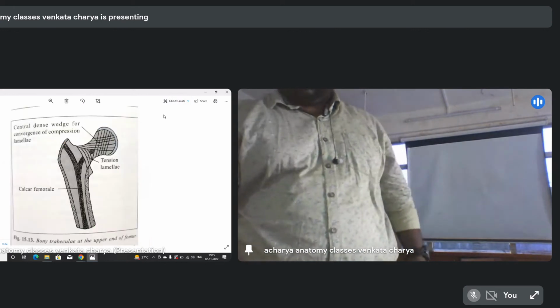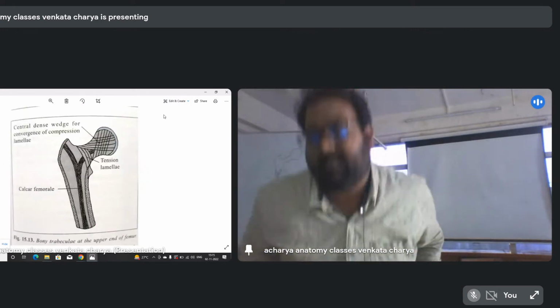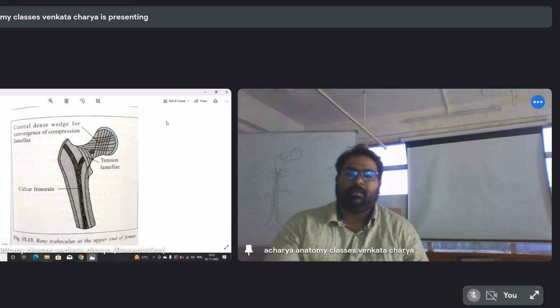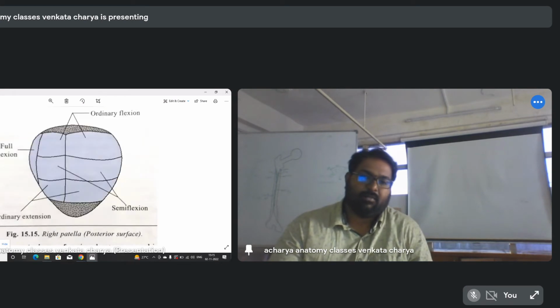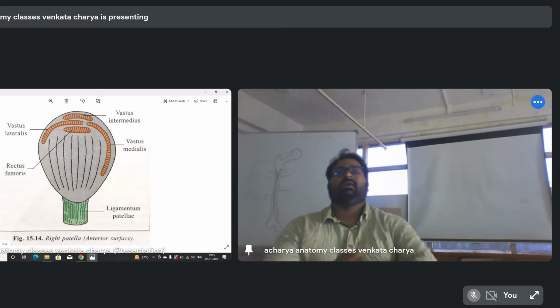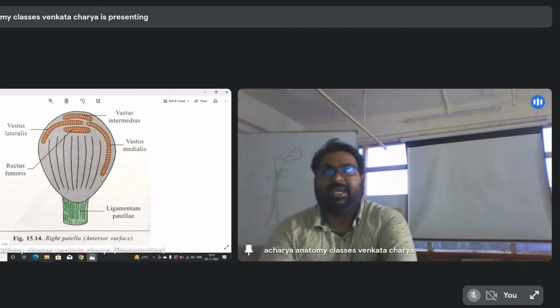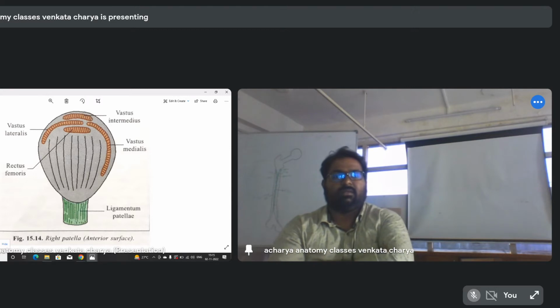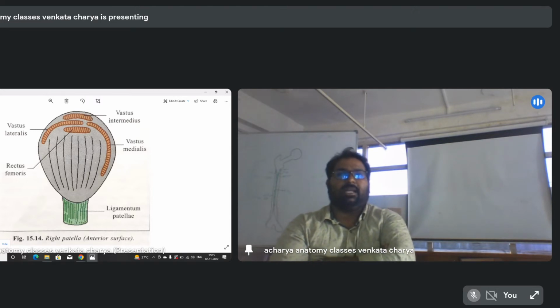Next, surfaces and borders. Parts of the patella. The patella consists of apex, base, medial border and lateral border, anterior surface and posterior surface.